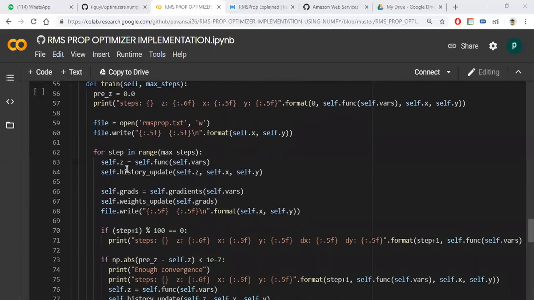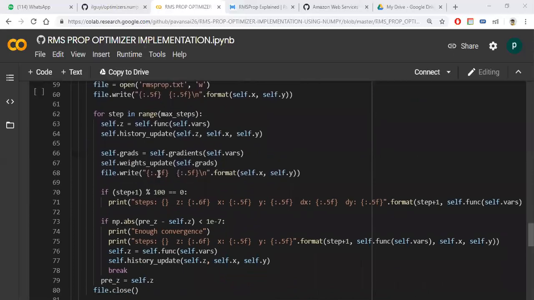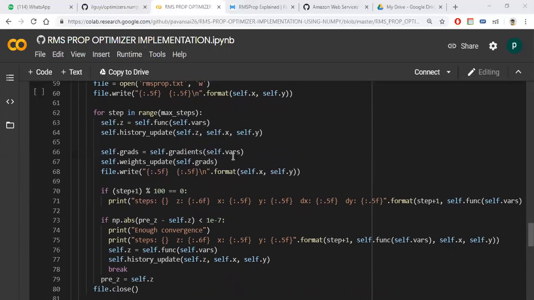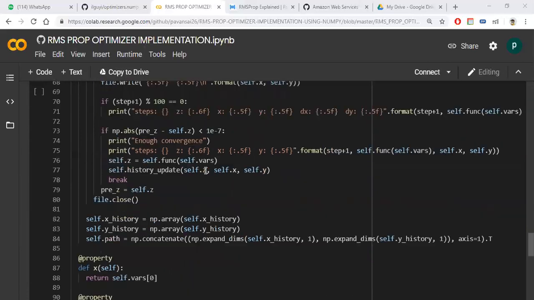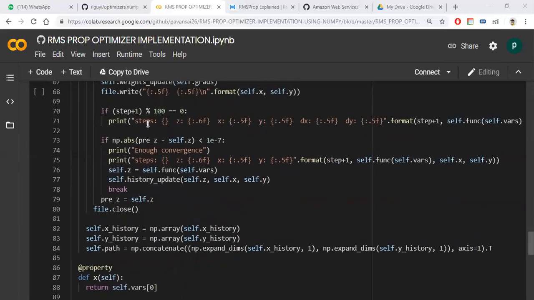So I am assigning this z to these variables, and I am updating the history for every step, and I am assigning self.grad equal to gradient. I wrote the function before. In the gradients function, we need to give the variables because weights need to be updated, and weight update means getting self.grads. I am printing this function. So for every 100 steps, for values divisible by 100, we need to print those values.